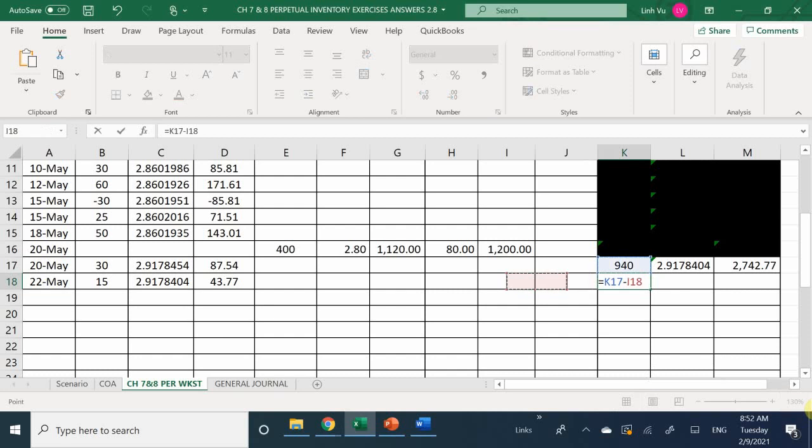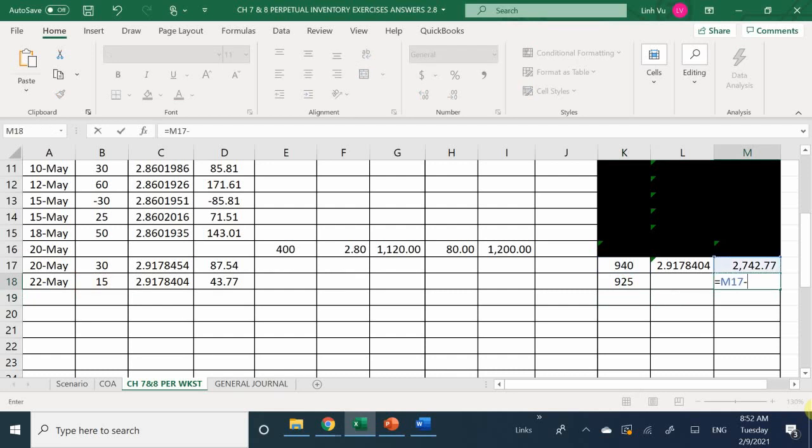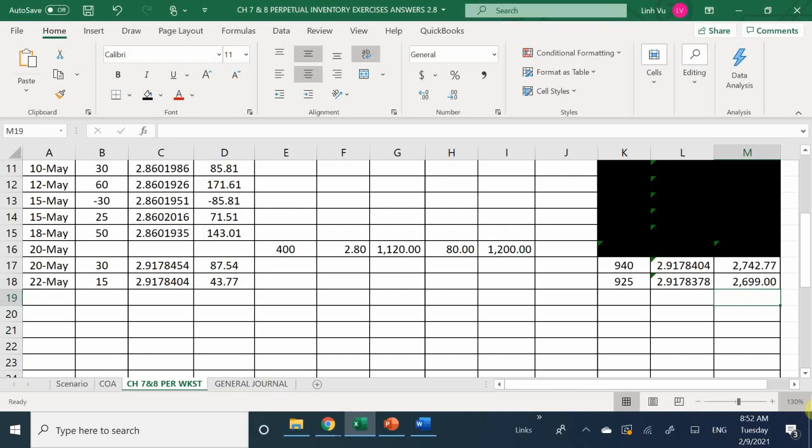All right, so let's go ahead and update our inventory. So what is our new quantity? 925. And then what is our new total cost? $26.99 even. And then lastly, your average cost per item should be almost identical, except it decreased by a ten-thousandth of a penny. All right, there you go.